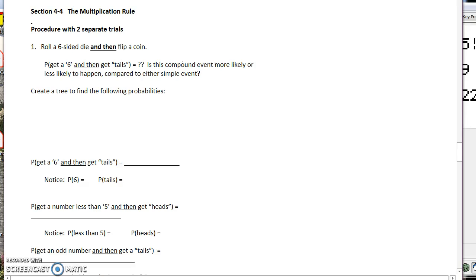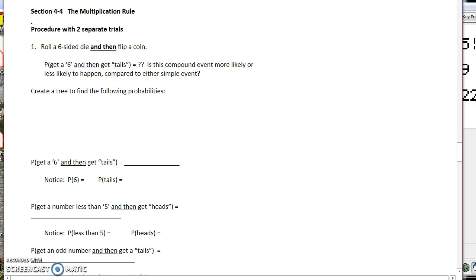Okay, so in this week's videos, we're going to start taking a look at more than one event and how to find probabilities of two subsequent specific events in a sequence. So here's our trial that we're going to be working with. It says roll a six-sided die and then flip a coin. The probability we're going to be interested in here is getting a 6 and then getting a tails.